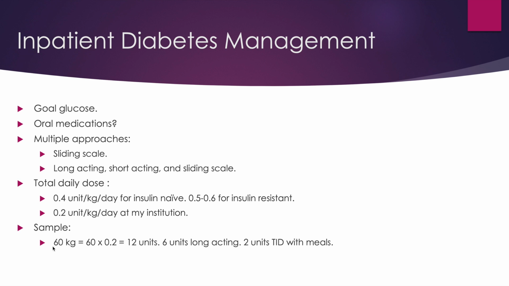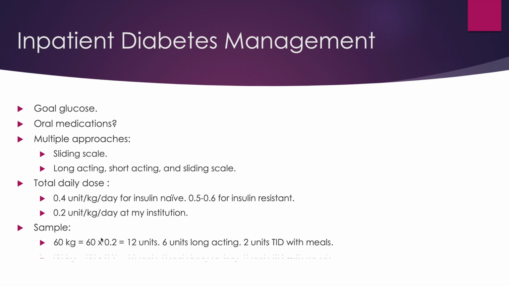Let's say you have a patient who is 60 kilos, and in this example I'm using 0.2 units per kilo per day. So 60 times 0.2, you get 12 units. So 12 units is the total daily dose of this patient's insulin, and you divide this in half, which is 6 units. The 6 units you give as long acting. For example, you can give 6 units of glargine at bedtime, and then the remaining 6 units you divide by 3 and you get 2. So you give 2 units 3 times a day with meals.